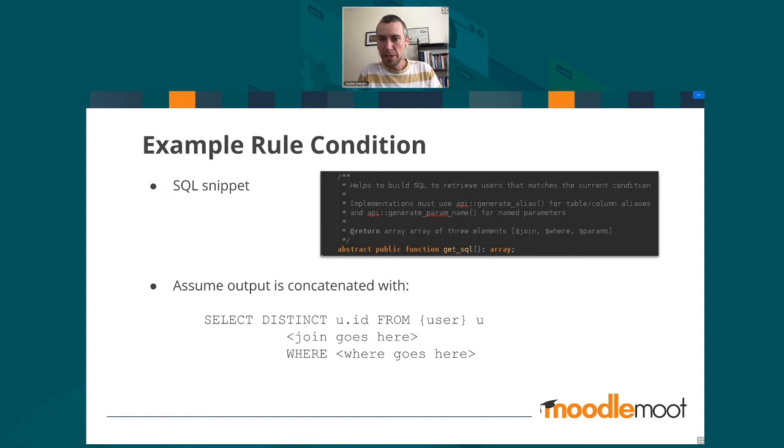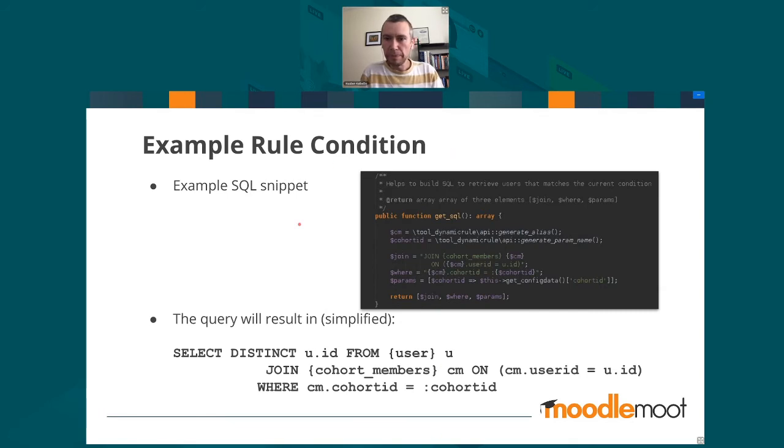Next thing, the SQL snippet. This is an example of how the abstract method looks. Get SQL is supposed to return an array of three elements: join, where, and parameters array. Assume the output of this method is concatenated so that you select from the user table, add the join that you get from this method, and add the where and parameters returned from it. It's obviously simplified, and slightly different in reality, but that's what you have to keep in mind when you design this method.